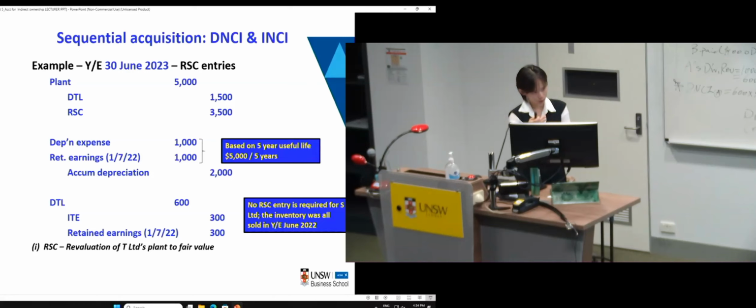So the group reports the depreciation based on the fair value of that asset divided by remaining useful life. However, the subsidiary's calculation is based on its carrying amount divided by remaining useful life, which is lower, right, compared to the group. Now, current depreciation adjustment, 1,000. But this is already 2 years since the acquisition.